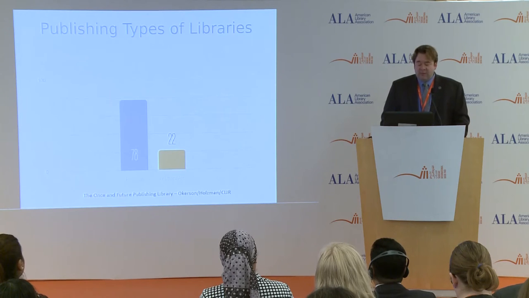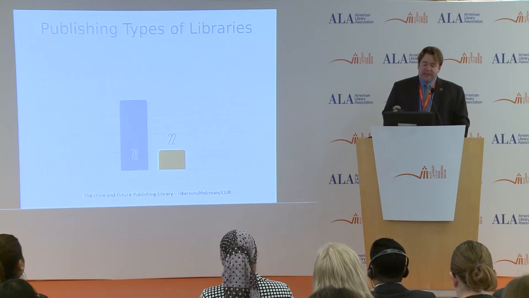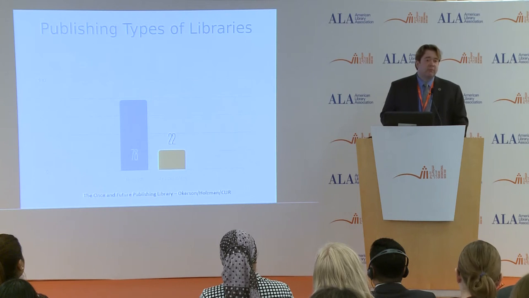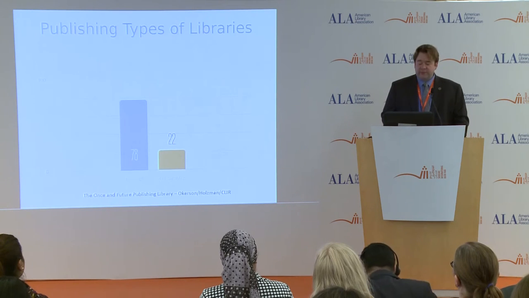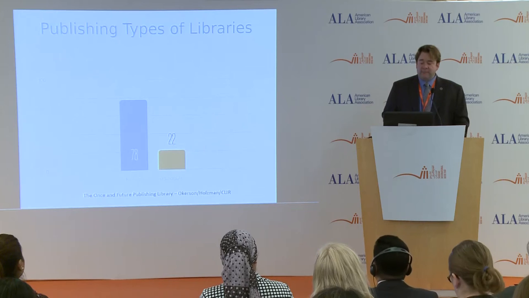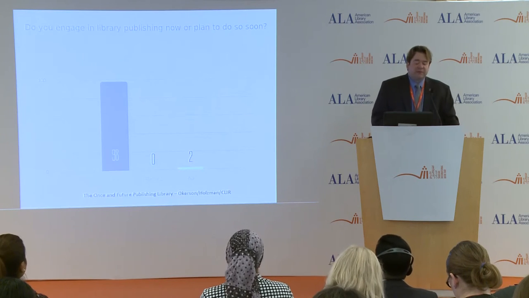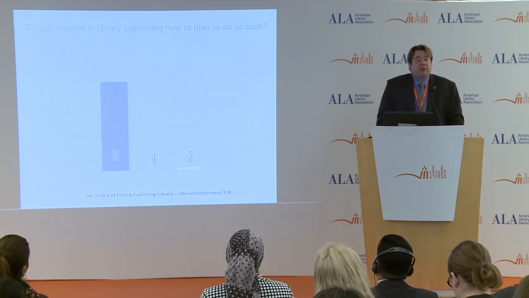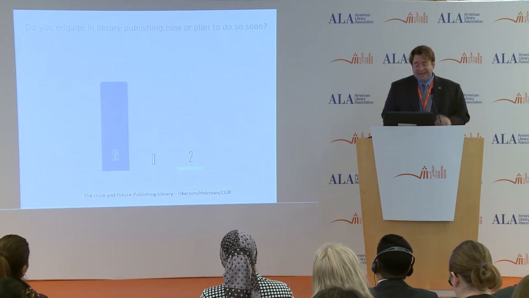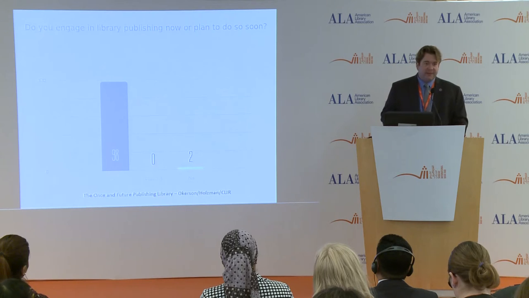Most of them were research libraries, although they broke it down by large research libraries and four-year liberal arts colleges. Basically, this is the demographic of the libraries: 78% were large research, 22% were liberal arts four-year. But guess what? When they asked them, do you engage in library publishing now or plan to do so soon? 98% said yes, 2% said maybe, and in terms of no, that was zero.